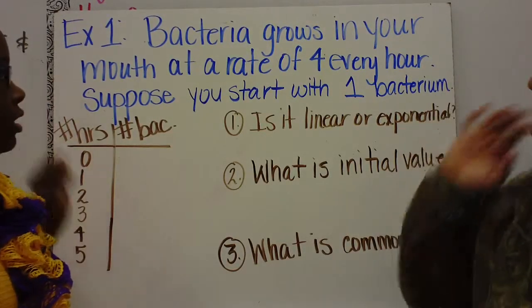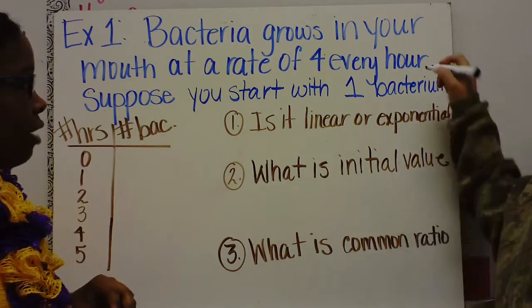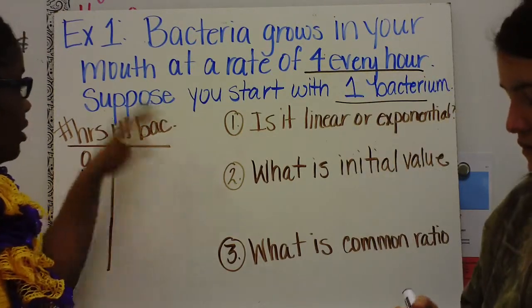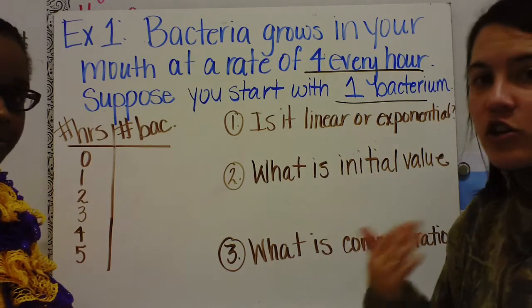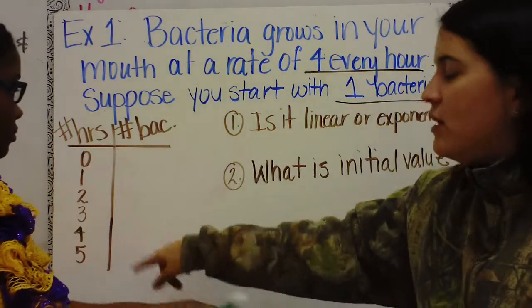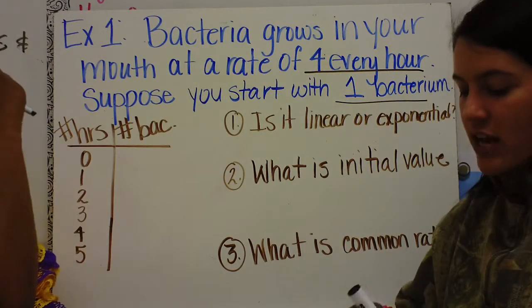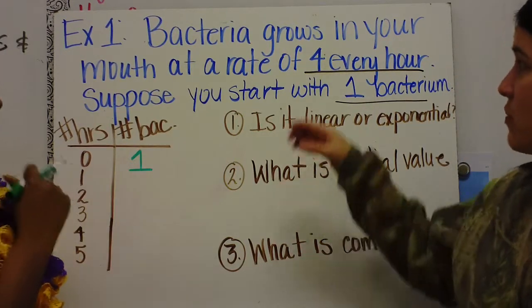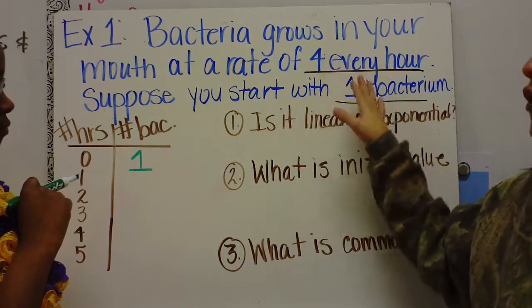All right, so example 1, we have a bacteria that grows in your mouth at a rate of 4 every hour. Suppose you start with 1 bacterium in your mouth. We are going to figure out how many bacteria we're going to have after each hour. And we're used to having problems like this and filling out a table. So the first thing we're going to do is complete the table over here for the number of hours. So at 0 hours, the initial amount when we start is 1, because that's what the problem told us. You start with 1. And it grows at a rate of 4 every hour.